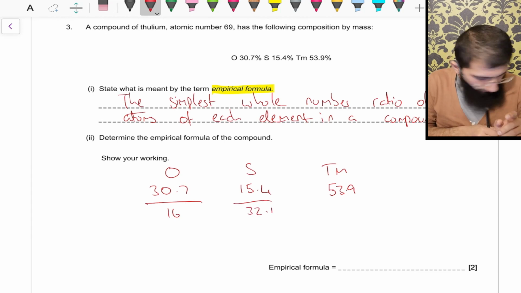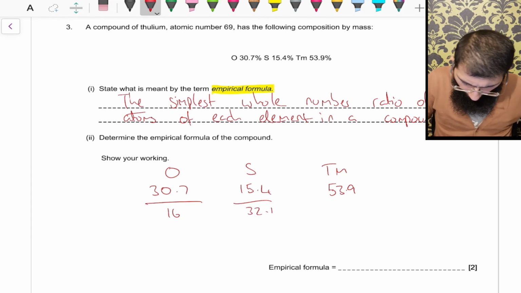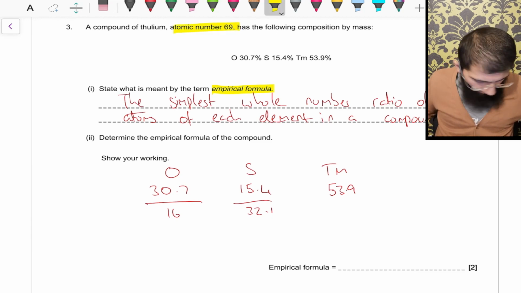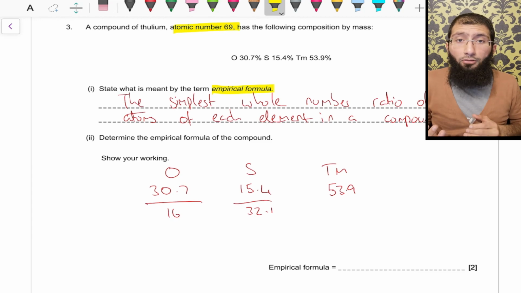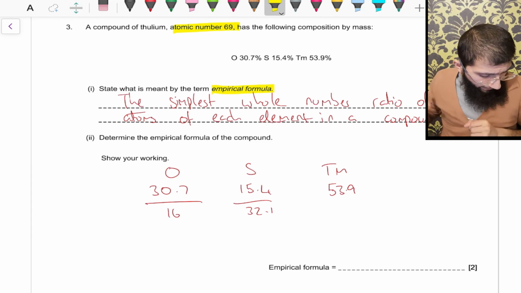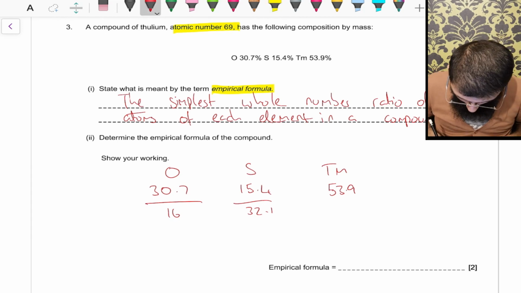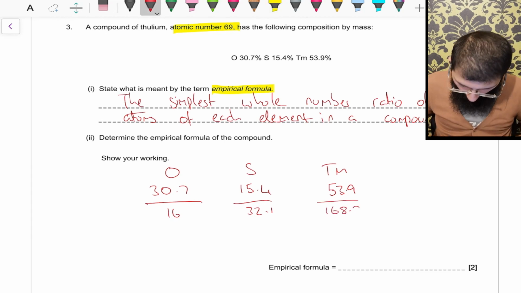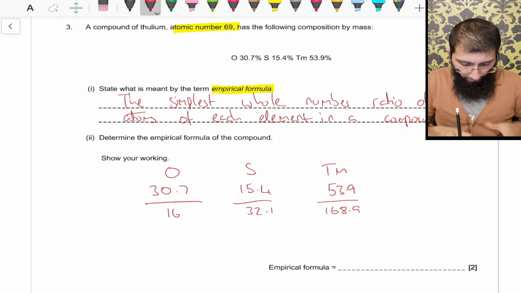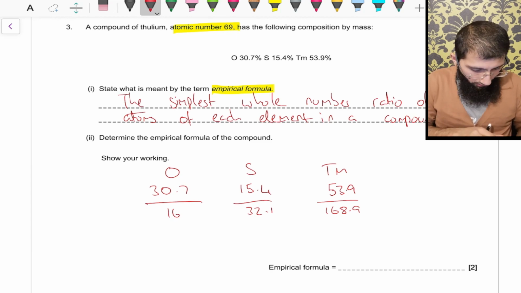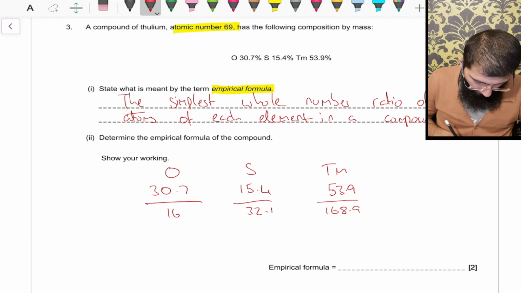Now thulium, it's given us the atomic number, so it's going to help us identify where it is in the periodic table, and in fact it's in the F block of the periodic table, and it has a relative atomic mass of 168.9. We're going to work out the moles from each of these sums. So if I do this, 30.7 divided by 16, I end up with 1.992.